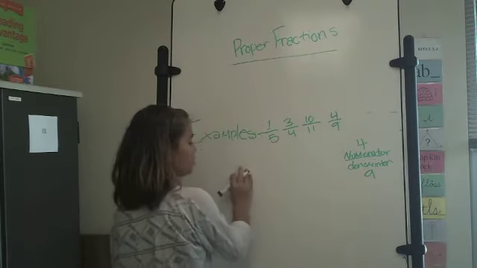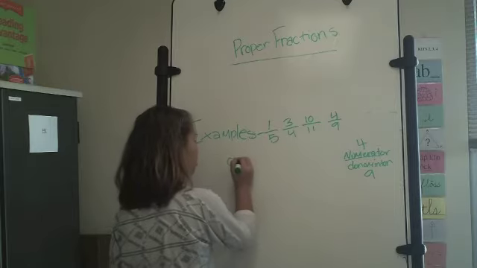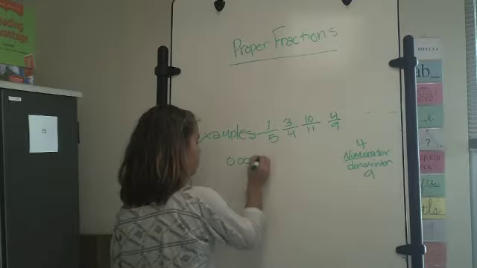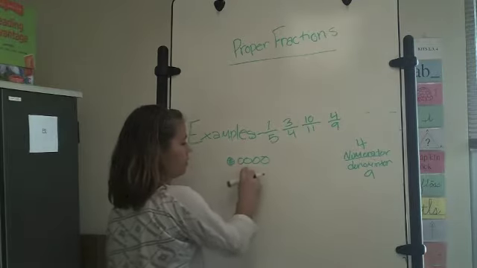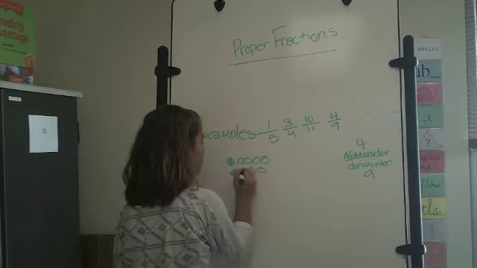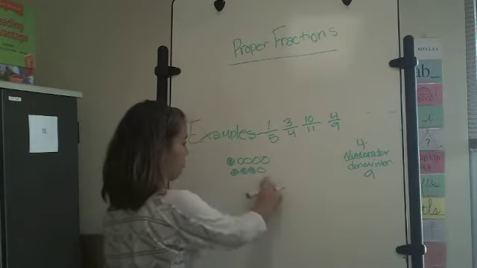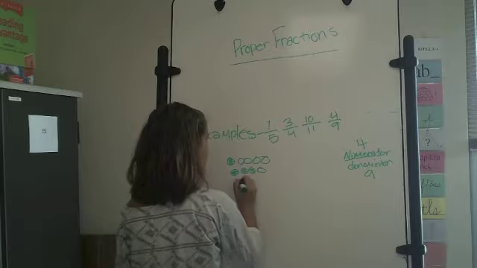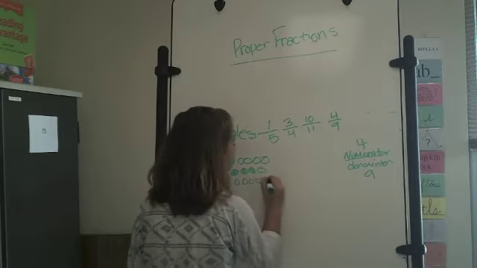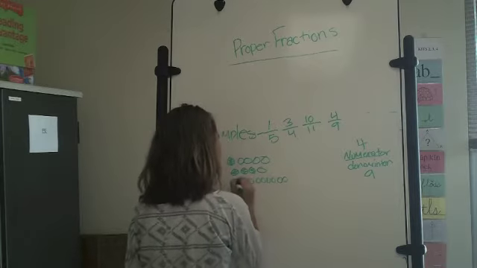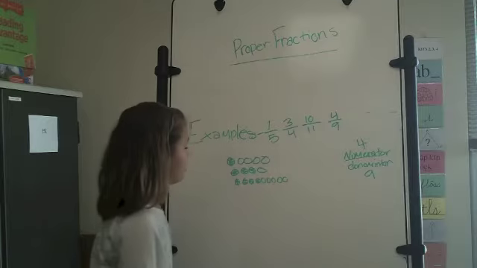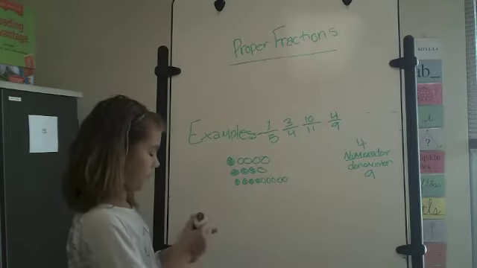So here are some examples in part of a set. That's an example, 1/5. Three fourths and 4/9. So these are some examples of a proper fraction.